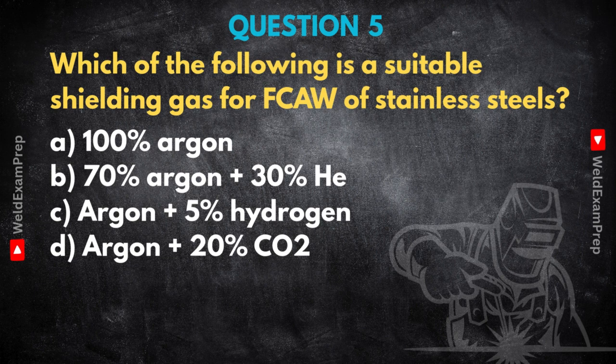FCAW, flux-cored arc welding, on stainless. Which gas works? Okay, thinking caps on. The correct answer is D, argon plus 20% CO2. Right. This really gets into the specifics, doesn't it? FCAW on stainless. The shielding gas choice is very deliberate.